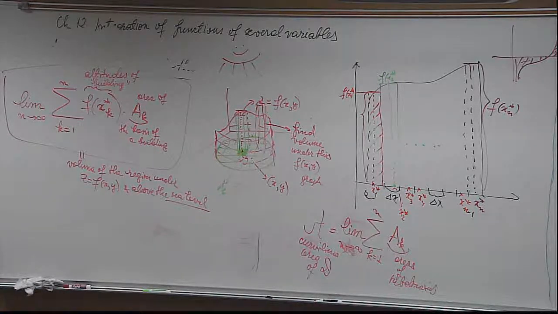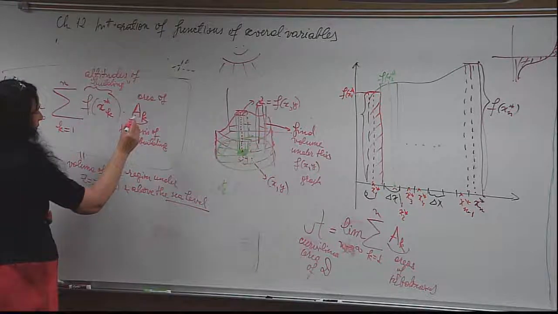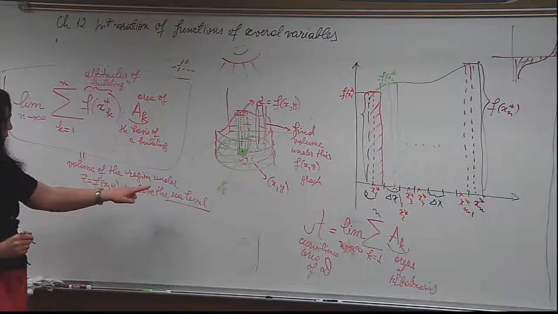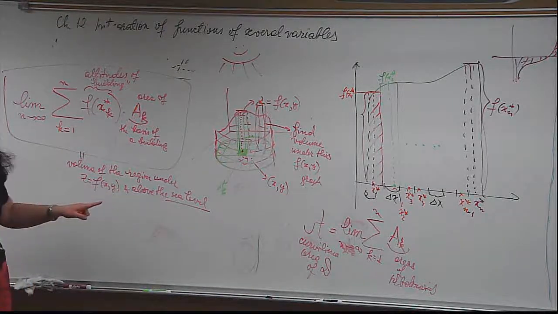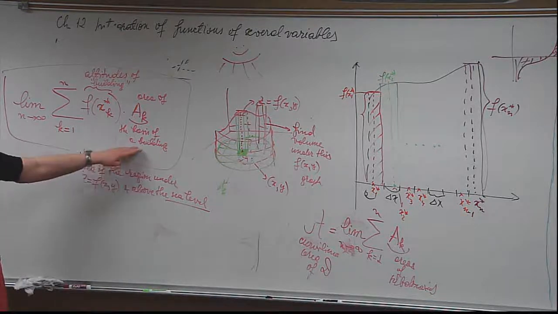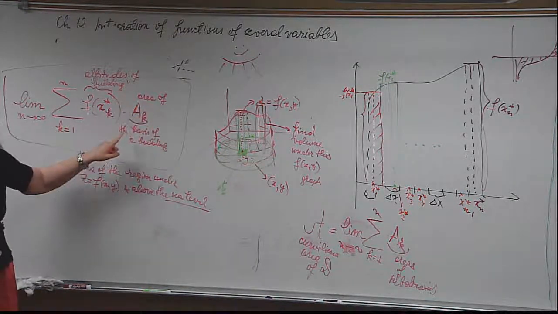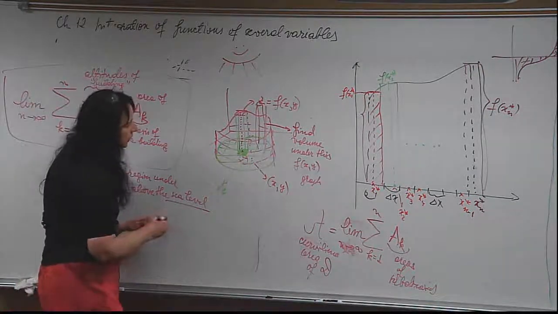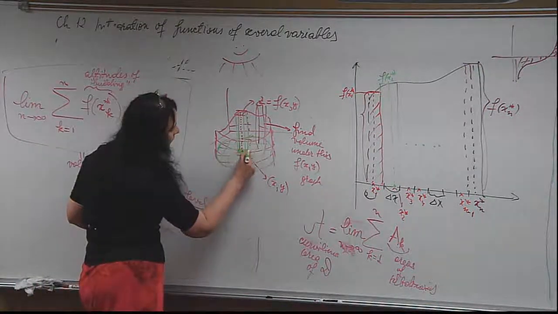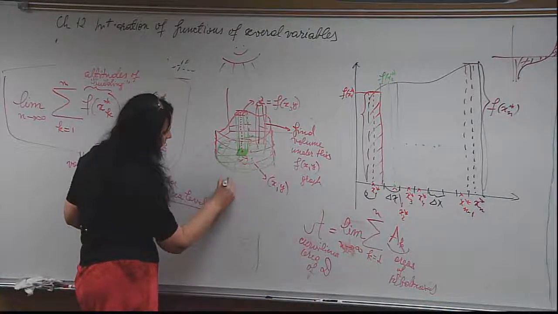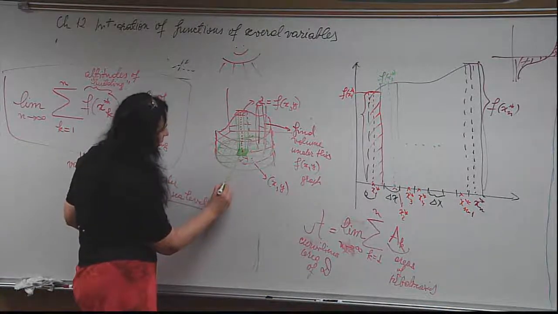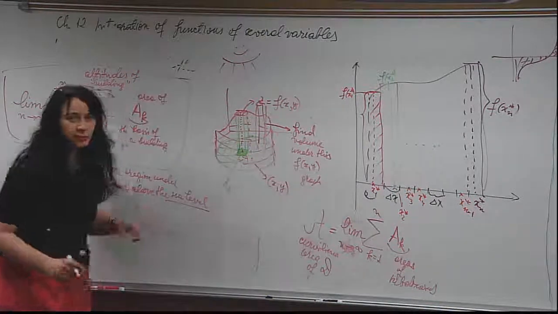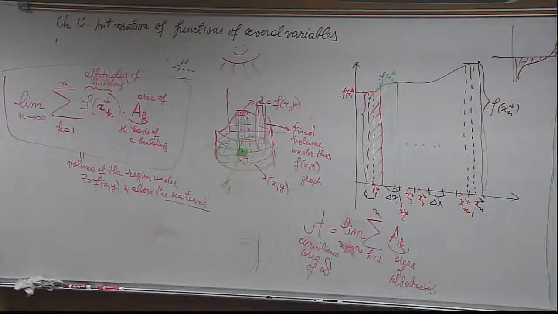Yes, what does it say under ΔA_k? ΔA_k. No, what does it say under it? The volume of the region under. Oh no, like right under it, like here? Area of the basis of a building. So practically this green thingy is a basis of the basement. How large is the basement of that building? ΔA_k.